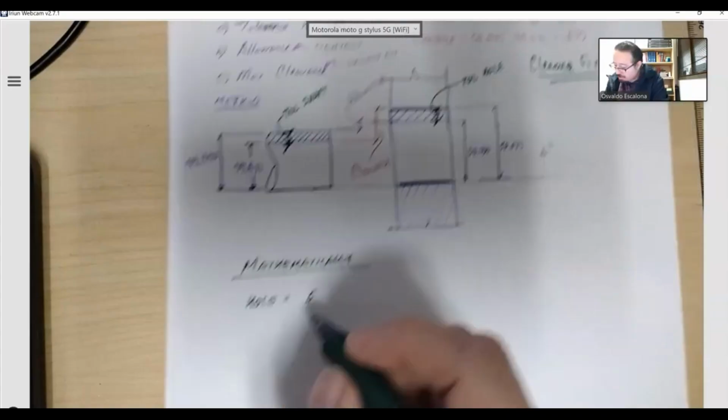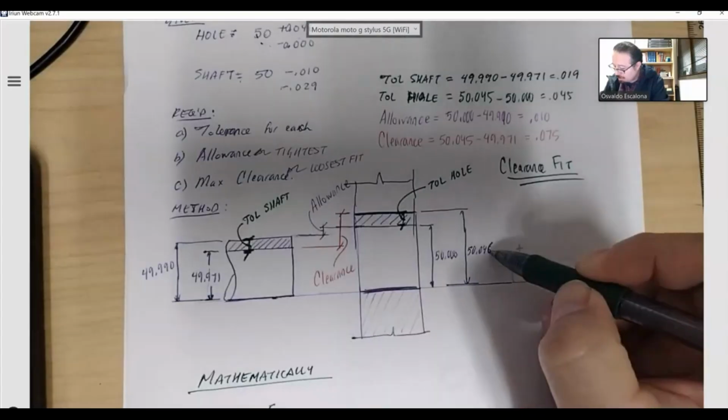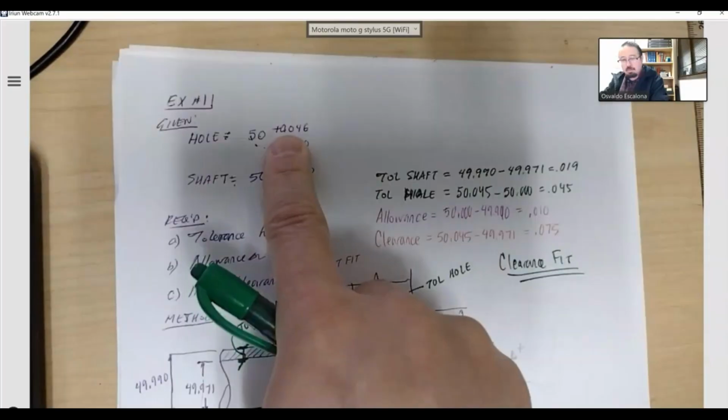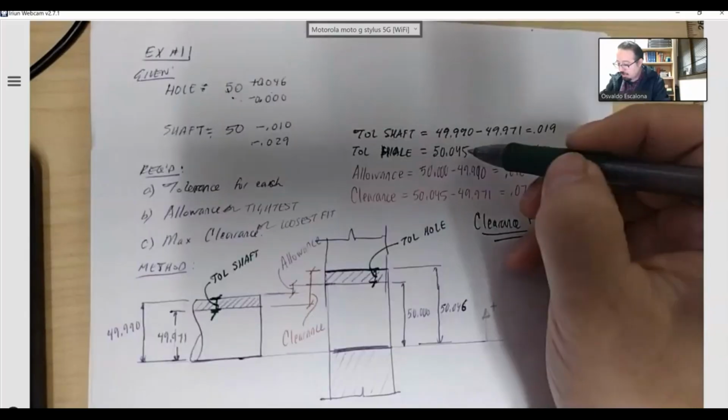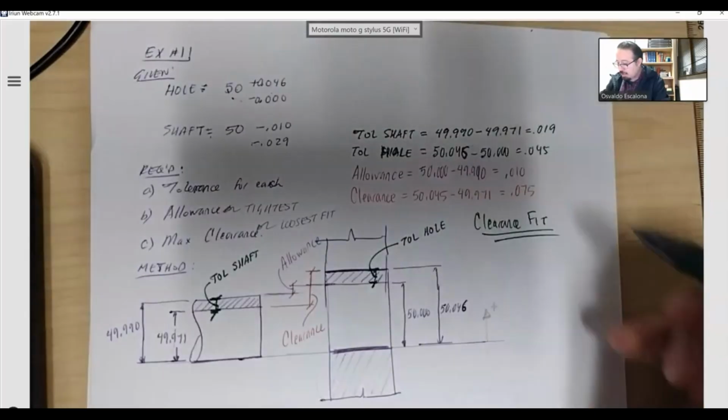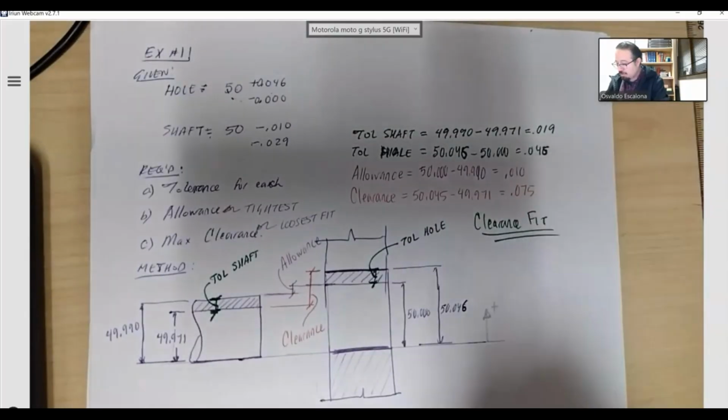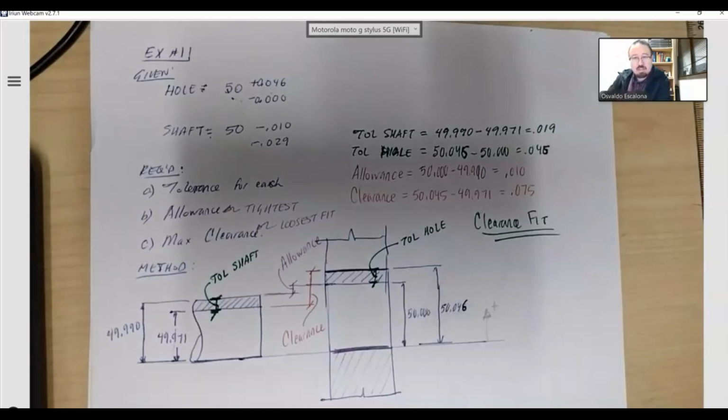And my hole, the biggest I can get will be 50. I think I wrote this number wrong. This one was supposed to be 46. And you can see it right there, 50.046. This should be 50.046, and this should be 0.046. I rewrote the numbers wrong. That should be the answer, right?